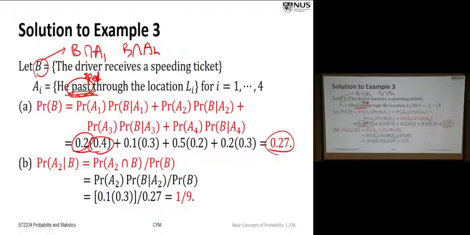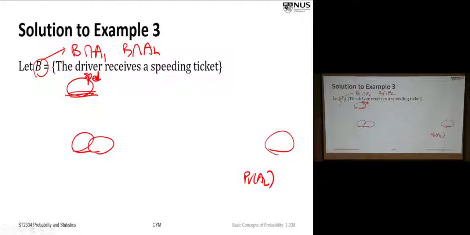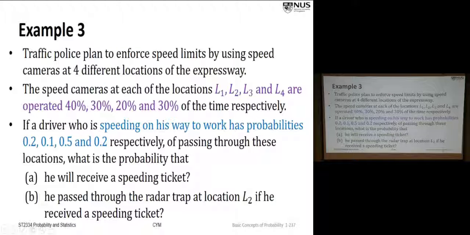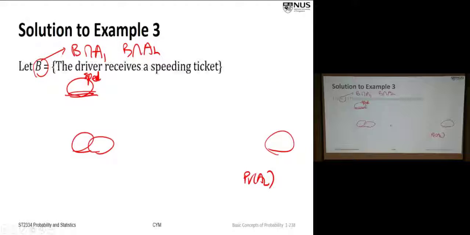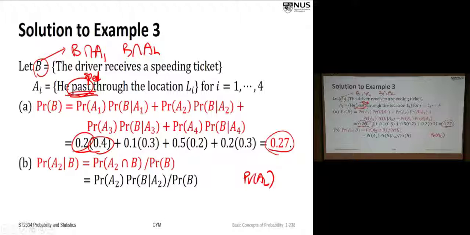So what is the probability of A2? It is 0.1. He's speeding at location 2 with a 10% chance. But now if he receives a ticket, then it's likely that it slightly increases the chance to 0.11, to 11% instead of 10%. All right?